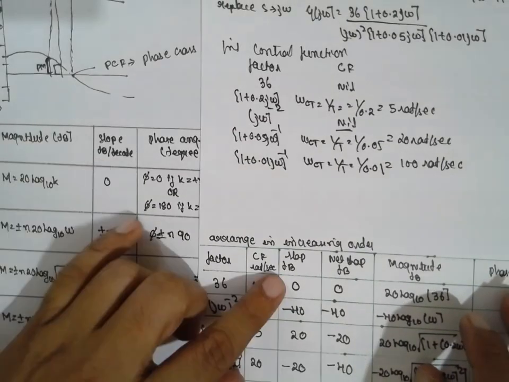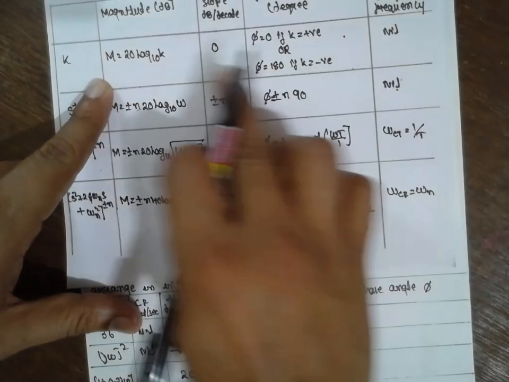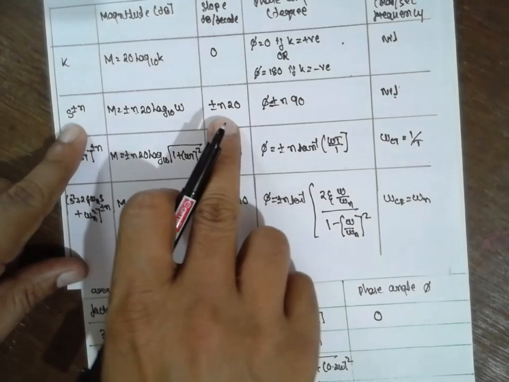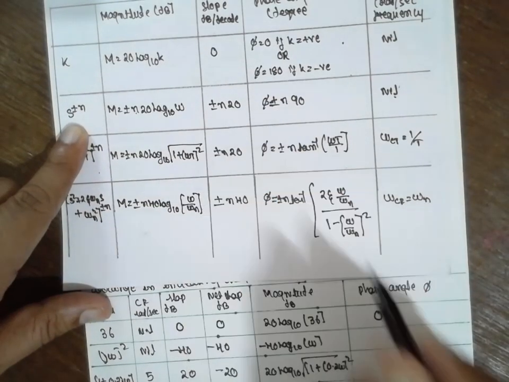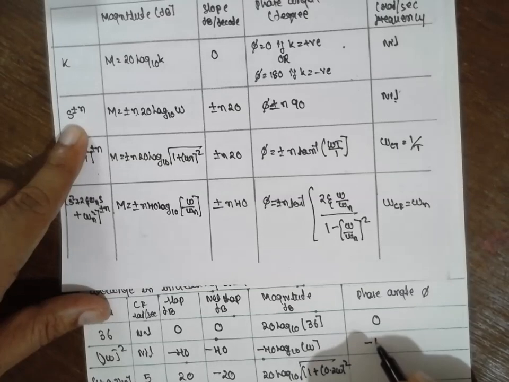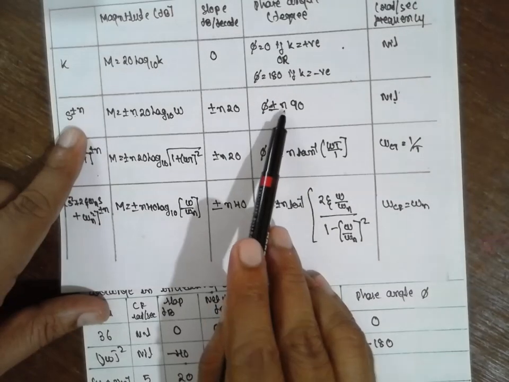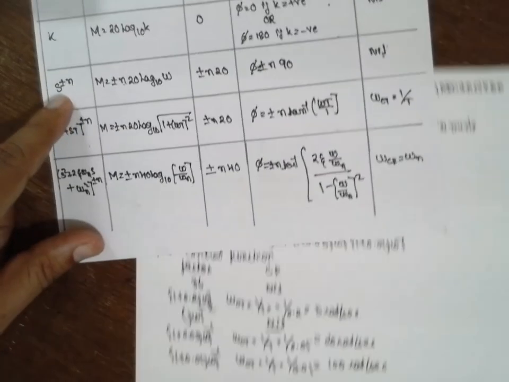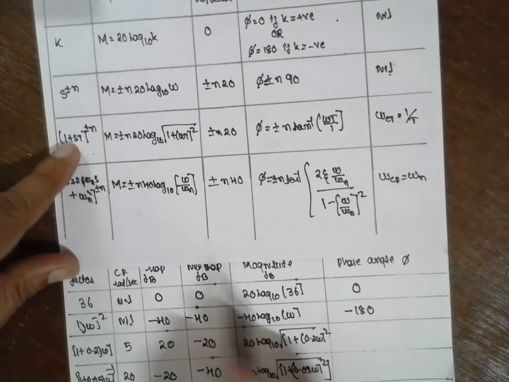I have to focus on the phase angle. These are the values for the phase angle here. For the constant K, the phase angle will be 0. For this term, the phase angle is 90. When n is the square 2, it is minus 180. It is negative because it lies at the bottom here. Because the term is minus, minus.